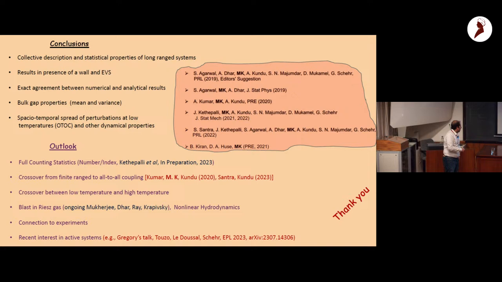And crossover between low temperature and high temperature is a very difficult question. Here, not much is known except for the log gas, where you can go from Wigner semicircle to e to the minus x square through tuning temperature by using these parabolic cylinder functions. But not much is known for the Riesz gas. We are also studying extreme dynamics, which is blast in Riesz gases. This is a very long-term goal, but certainly we can think of active Riesz gas. Yesterday, Gregory spoke about these kind of systems for the k going to zero case. So these are some of the outlooks, and thank you for your attention.